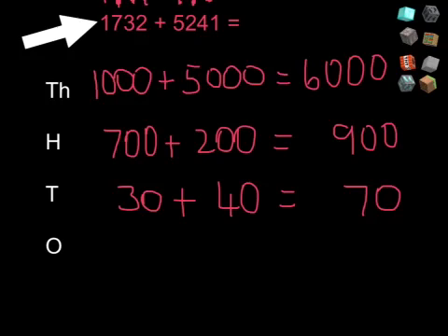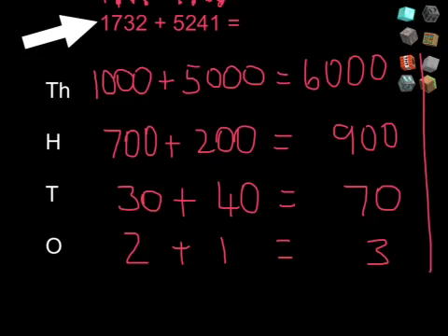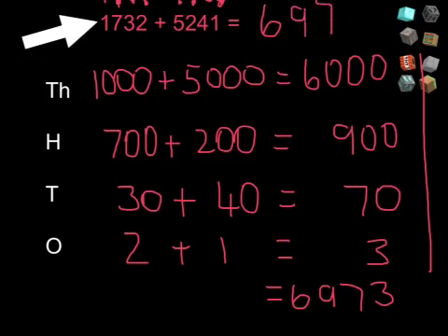Now I go to my ones column. 2 in that number, and 1 in this number. 2 plus 1, now that's easy, that's counting on for sure. 2 plus 1 is 3. Now I just need to add up all these numbers down the side here. So 6,973 is the answer to my algorithm. I'll write it up here, 6,973. We have just used partitioning to work out an algorithm with 4 digits in each number. Well done, boys and girls.